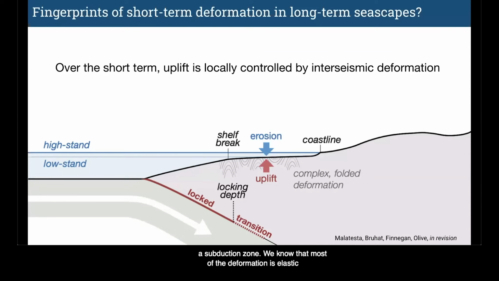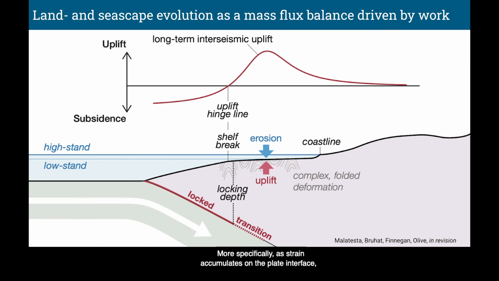We know that most of the deformation is elastic during the earthquake cycle. Strain slowly accumulates during the interseismic period to be dramatically released during an earthquake. Over the short term, the distribution of vertical deformation, here what matters is uplift, is locally controlled by strain accumulation during the interseismic period. More specifically, as strain accumulates on the plate interface, this is a shape of surface deformation.